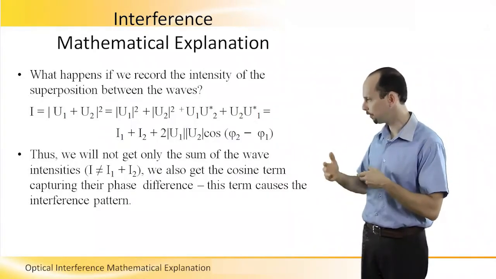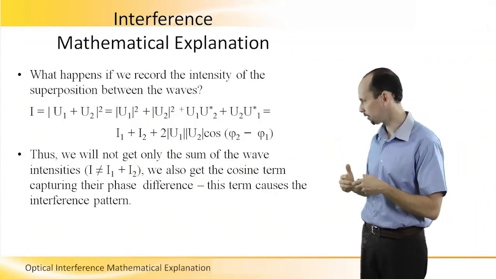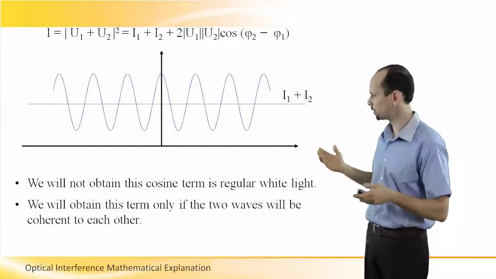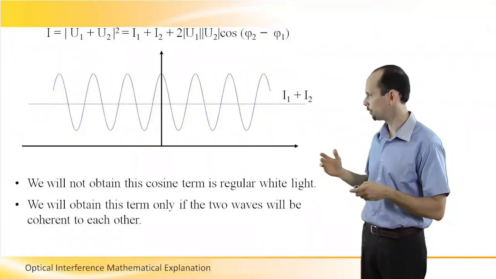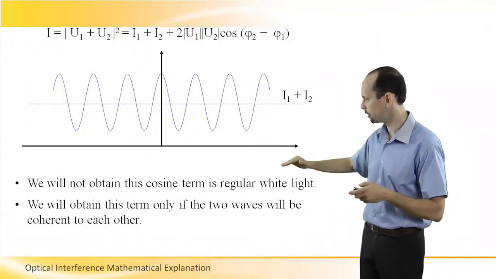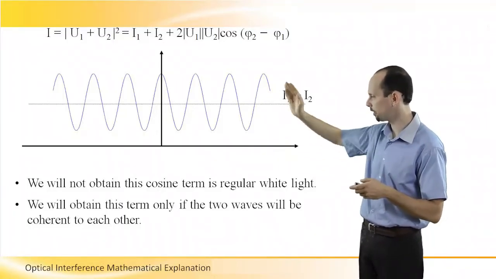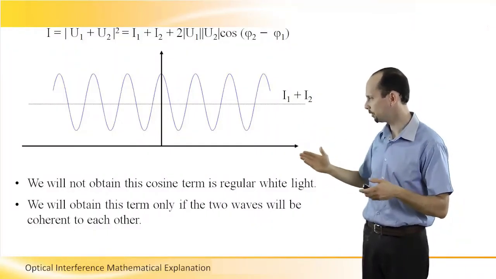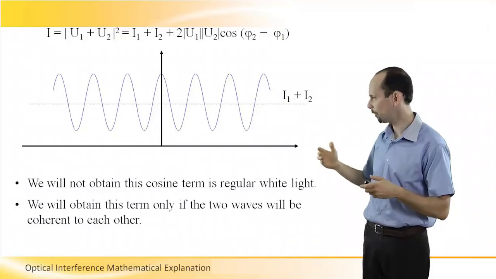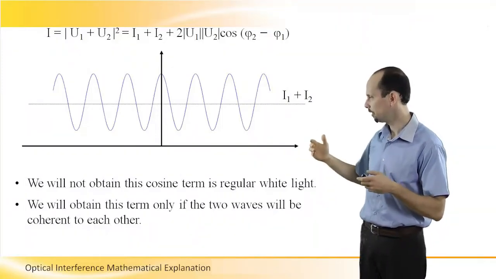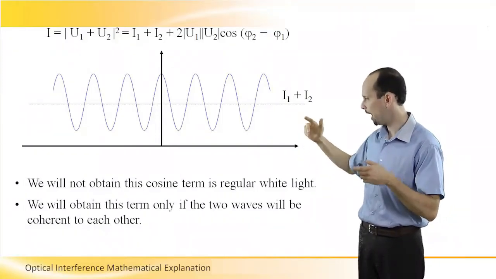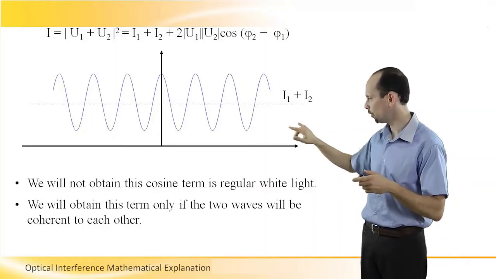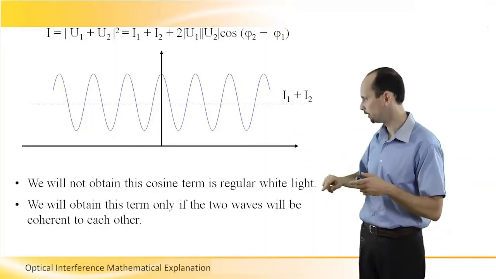This is the interference phenomenon. This cosine pattern is the interference. Here you can see a visualization of this interference. You get I1 plus I2, which is a bias here, and a cosine all over this graph. This cosine is actually the interference between the waves that captures the multiplication of the amplitudes and the phase information, or the phase difference between the waves, phi2 minus phi1.